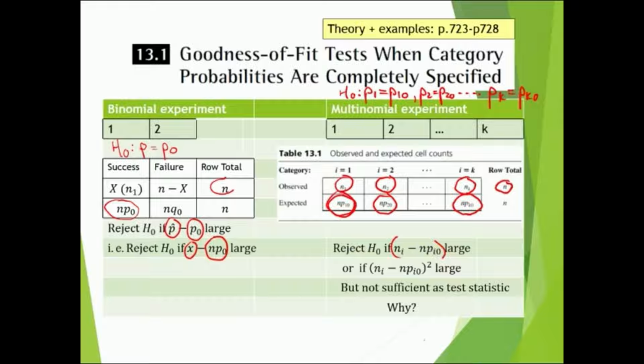So by now you already know that we don't usually look at differences. We look at squared differences because otherwise the positive and negative differences are going to cancel out. But the squared difference between the observed frequency and the expected frequency is not sufficient as a test statistic in the case of the goodness of fit test when category probabilities are completely specified. Why not? Consider the next scenario.